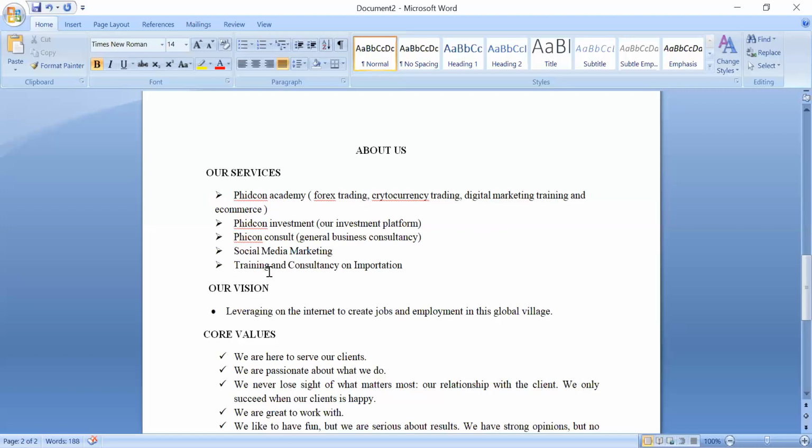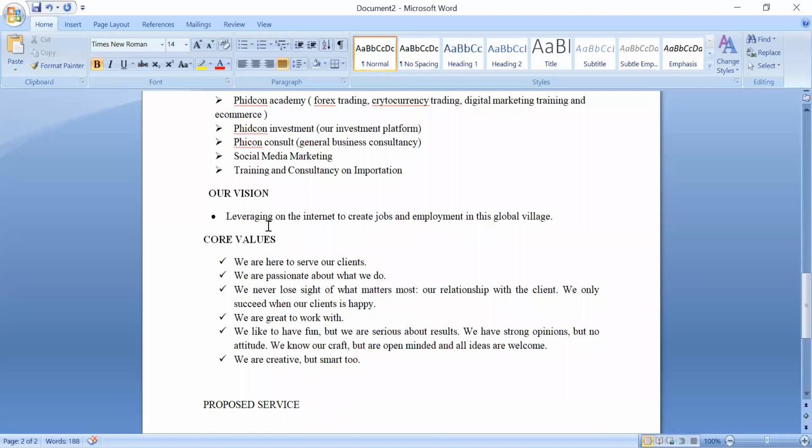Now we have training and consultancy on importation. So you want to import goods from China, especially, and you need our help. We need to train you, tell you how to do that. So that is all we render in this company. That's all we do at FightCon. That's what we do. This is a brief introduction as well about us.